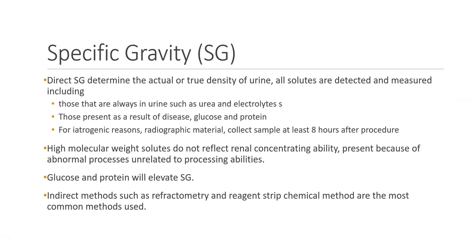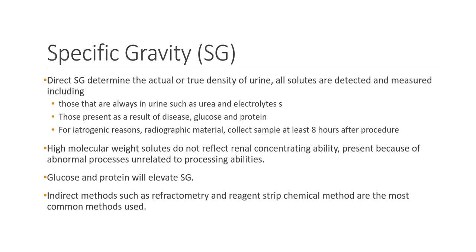Direct specific gravity determines the actual or true density of urine. All solutes are detected and measured, including those that are always in the urine, such as urea and electrolytes, those present as a result of disease, glucose and protein, and those present for iatrogenic reasons, such as radiographic material. Again, this is used to enhance X-rays and is injected intravenously. If radiographic material has been used, it's best to collect a sample at least 8 hours after the procedure.